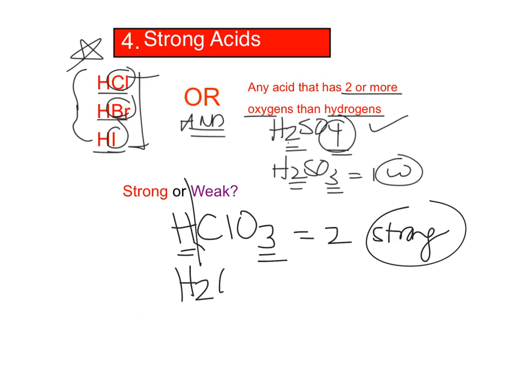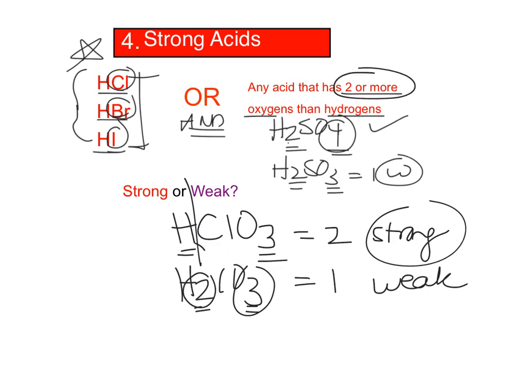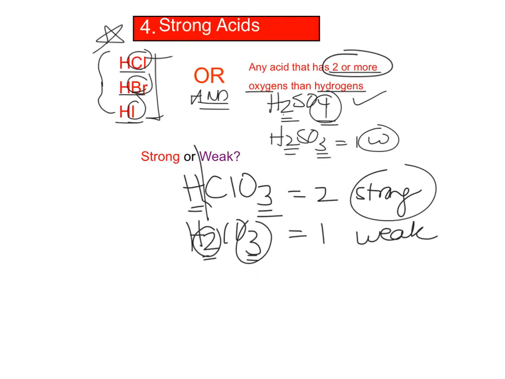What about carbonic acid? Would you label it strong or weak? Okay, if you said weak, you are correct. Carbonic acid is a weak acid. There's a 2 to 3, there's only 1 oxygen difference, and the rule says it has to have 2 more oxygens than hydrogens. What about hydrofluoric acid?